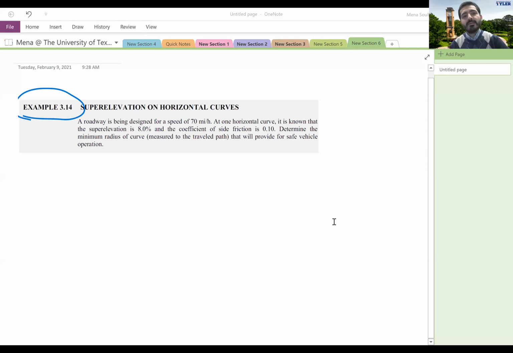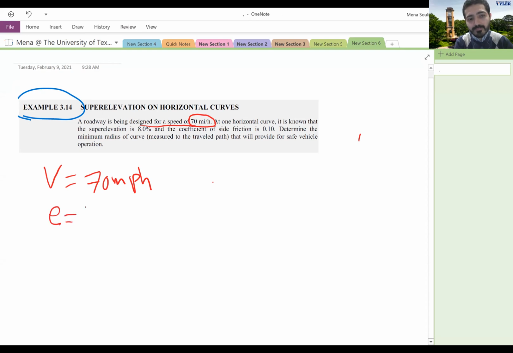Okay, so here's the example. It's a horizontal alignment instead of a vertical alignment. So the roadway is being designed for a speed limit of 70 miles per hour. So the speed V is 70 miles per hour. At one horizontal curve, it is known that the super elevation is 8%. So that's the small e. If you recall, the super elevation we call it e, and that is 8%. And the coefficient of side friction is 0.1. The side friction is 0.1.